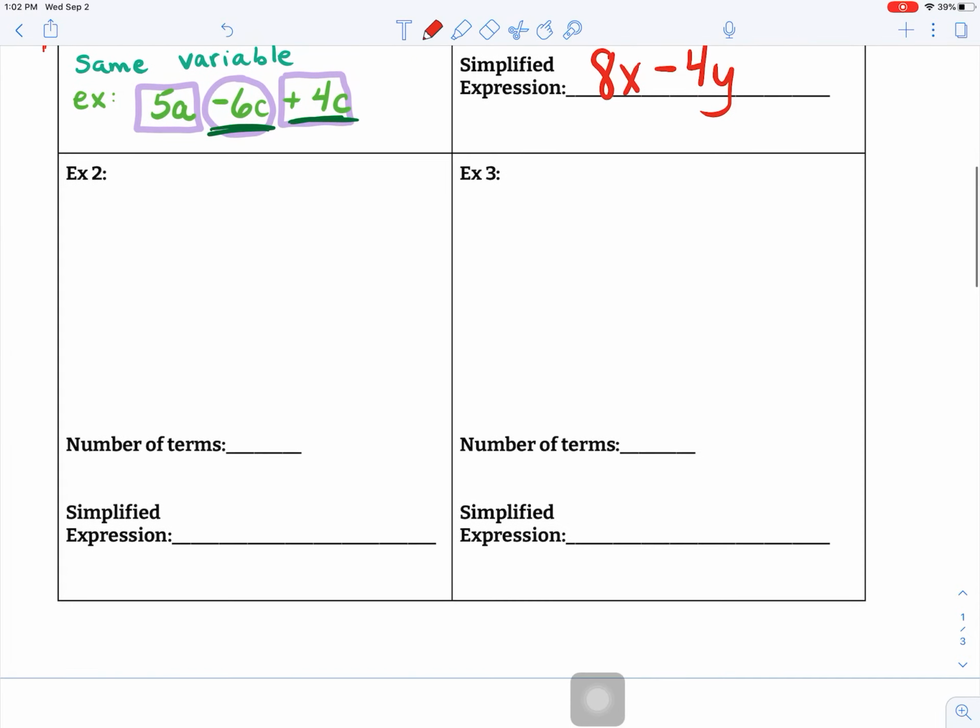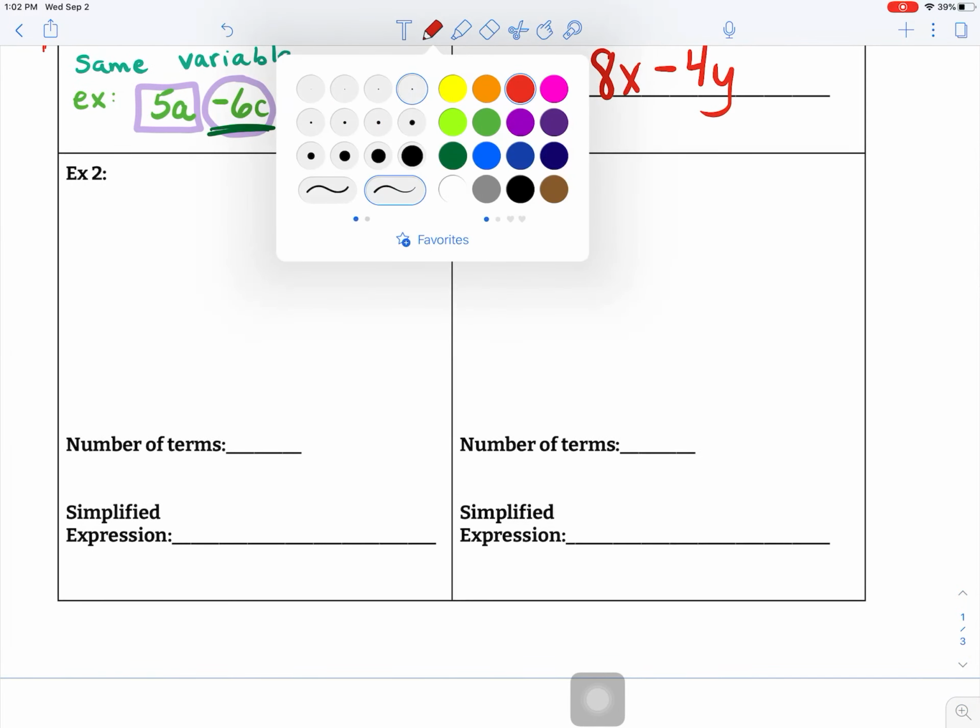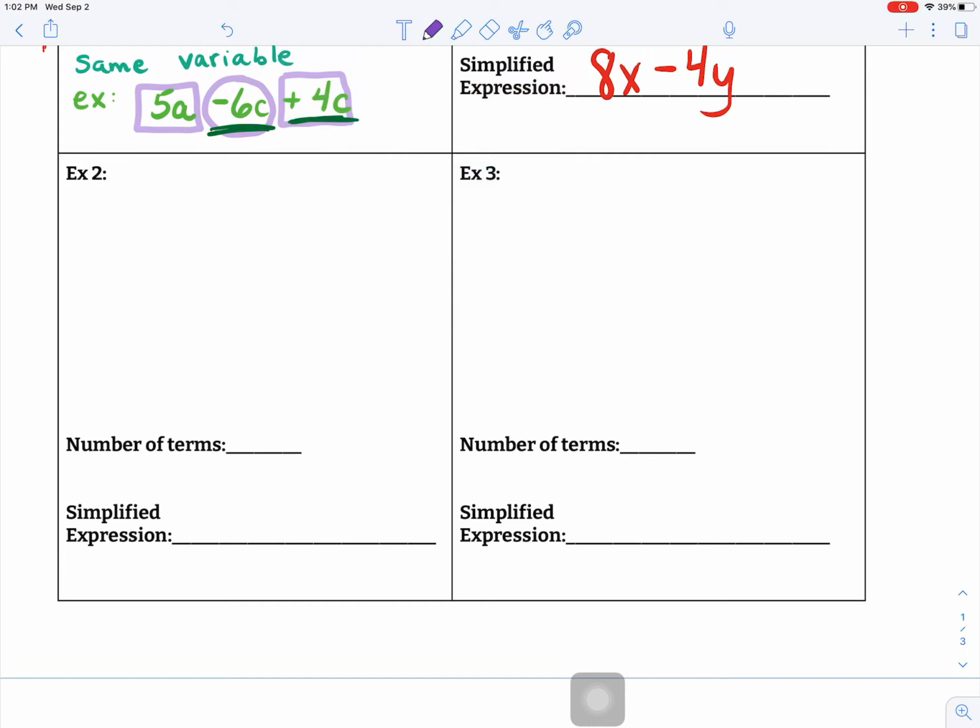Let's look at another example. And I want you to remember that at any point in time, if I'm going too fast, you can always push pause, rewind, all that good stuff. So again, we're going to simplify. And the expression that we are going to simplify this time is 7a minus 2 plus 8 plus 10a. 7a minus 2 plus 8 plus 10a.